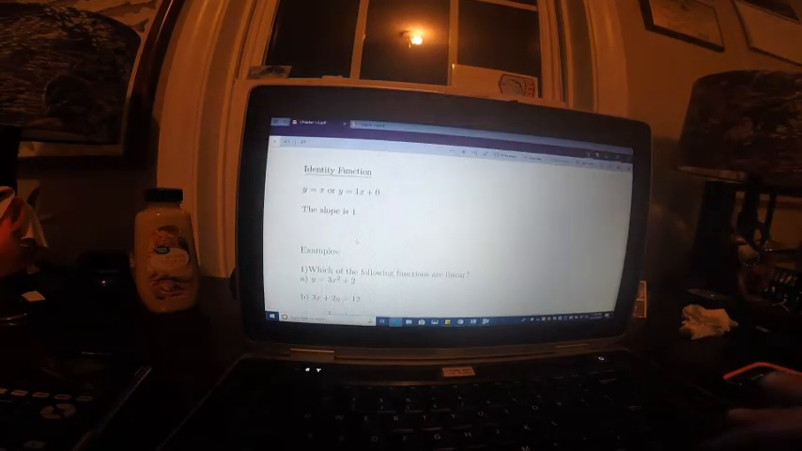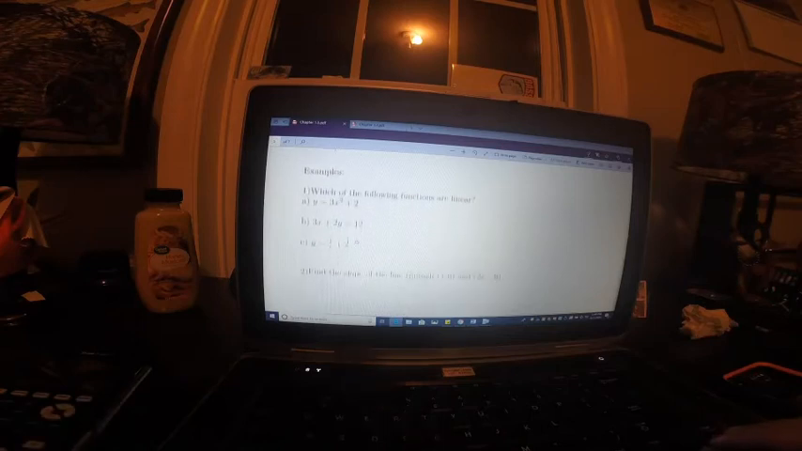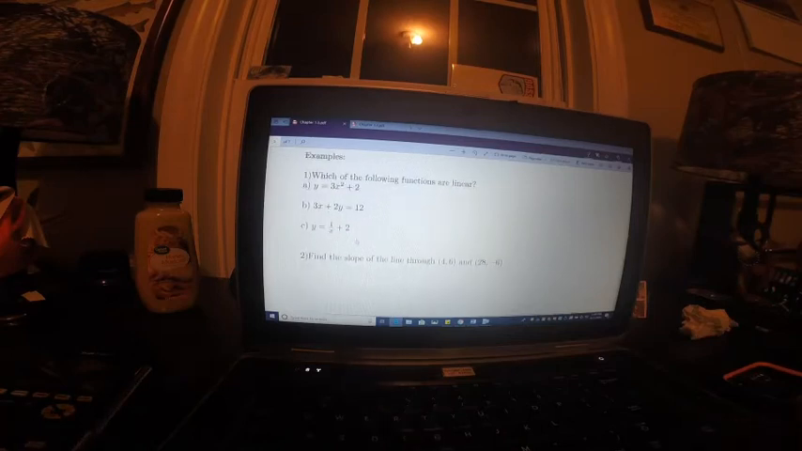Alright, so we've got some examples here. First one says, which of the following functions is linear? Well, if I look at A, A says y equals 3x squared plus 2. It's got a squared in it. Linear doesn't have any kind of exponent on the x. So this one's not linear. So I'm going to put a no here.